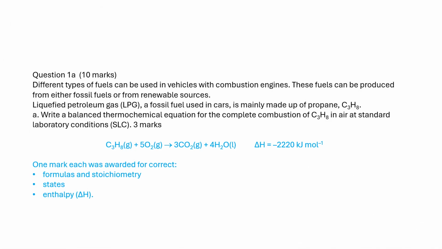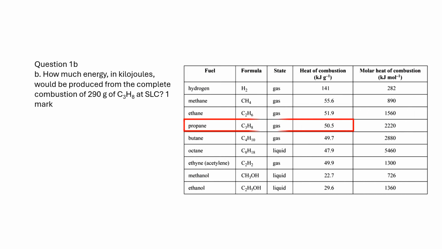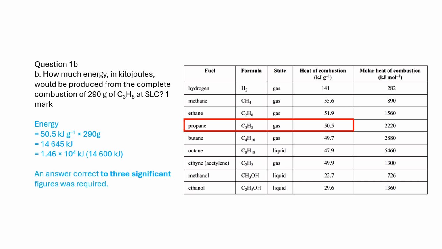A balanced thermochemical equation must have correct formulas, stoichiometry, states, and enthalpy. Refer to the databook, find the heat of combustion per gram, and calculate the energy released. An answer correct to 3 significant figures was required.